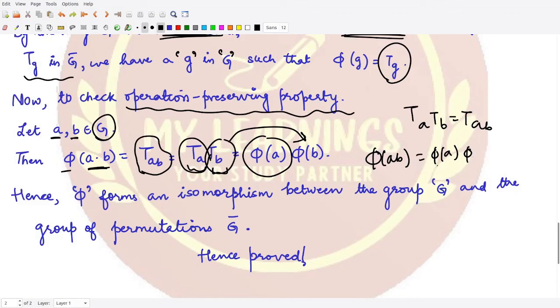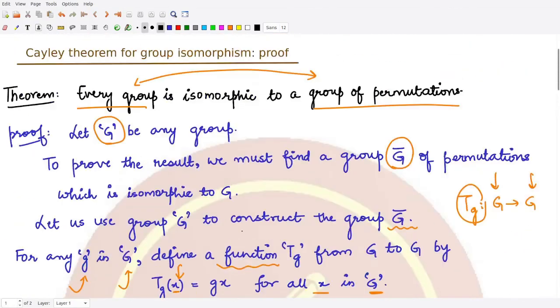So therefore this mapping, because it is 1-1, it is onto, and it is operation preserving, is an isomorphism between the given group G and the group of permutations G bar, and this is what we wanted to prove here in the given theorem.